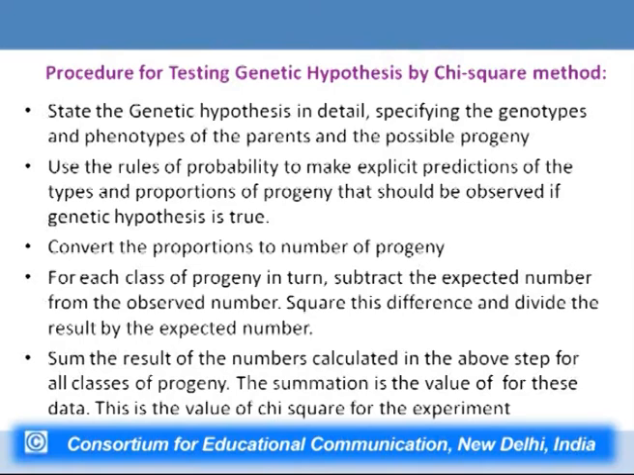Now, how do we go about testing the data for chi-square and finding out whether the deviation is significant or not? The procedure for testing a genetic hypothesis is enumerated here. First of all, whenever an experiment is carried out and the data is to be analyzed, the first step is stating the genetic hypothesis in detail, wherein the genotypes and phenotypes of the parents and possible progeny are always specified. This is the primary step in carrying out statistical analysis.